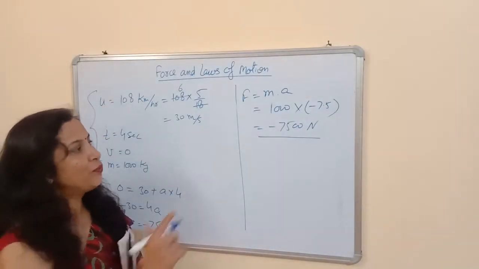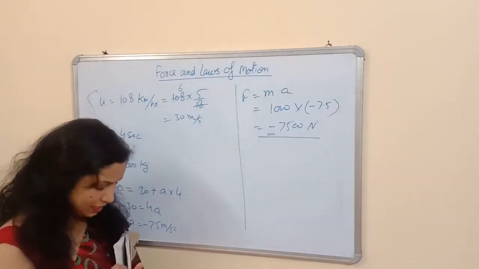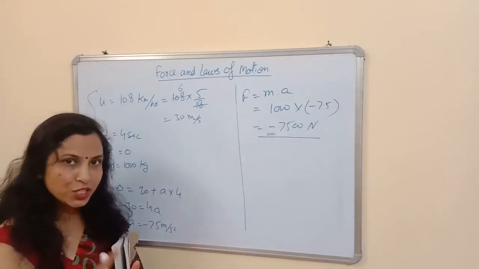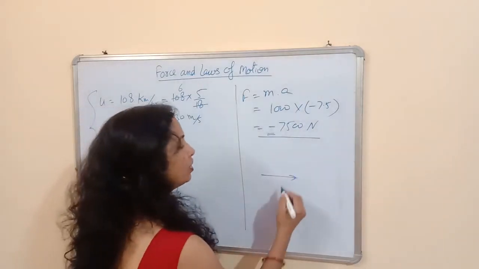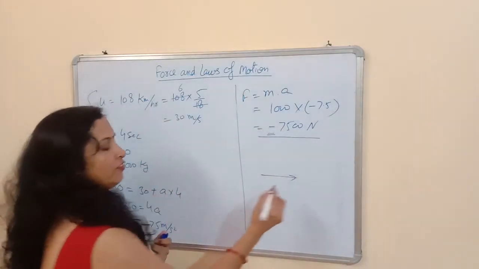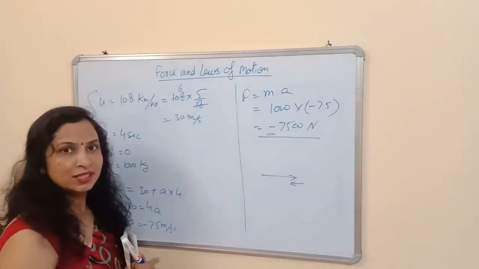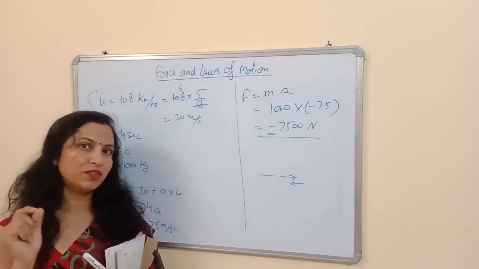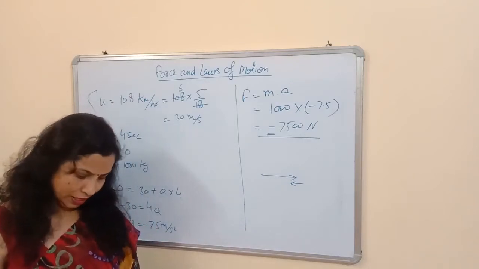You have to write what is the meaning of this negative sign. Actually, the negative sign means the force is applied in the opposite direction of the motion of the body. Suppose the body is moving in this direction. So the negative sign shows that we are applying the force in the opposite direction. So we will write in the answer, this negative sign shows that the force is applied in the opposite direction of the motion of the body. So this was example 9.3.